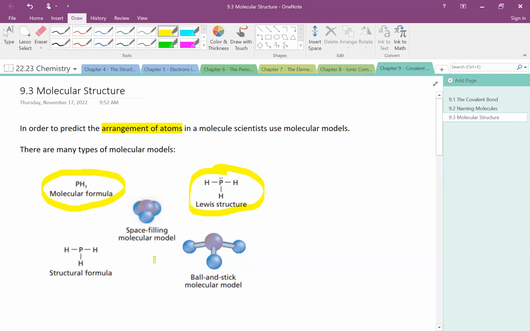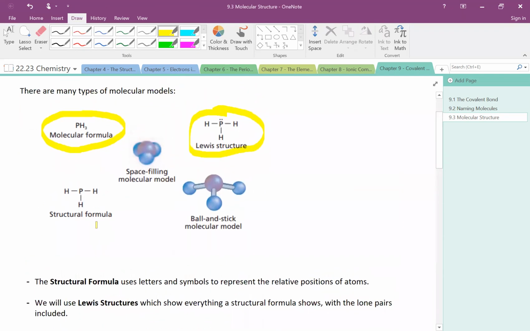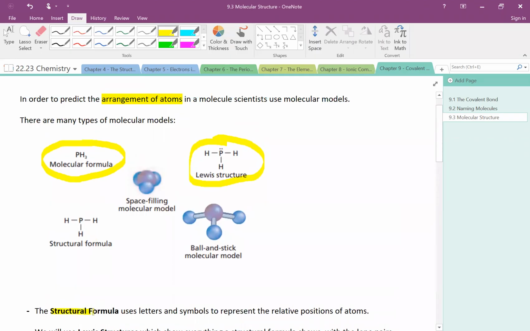You can also see several other models. You've got your space-filling molecular model, which shows exactly what the electron clouds would look like. You've got your ball and stick model, which is similar to the space-filling model, but it has these extended covalent bonds so that you can see the separate atoms. Finally, we have our structural formula, which I'll actually define right here.